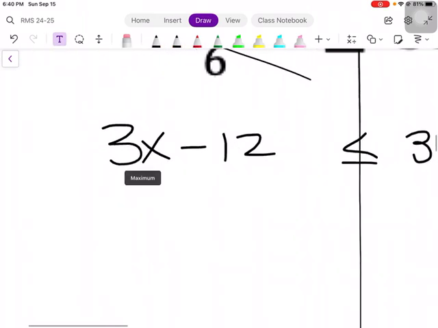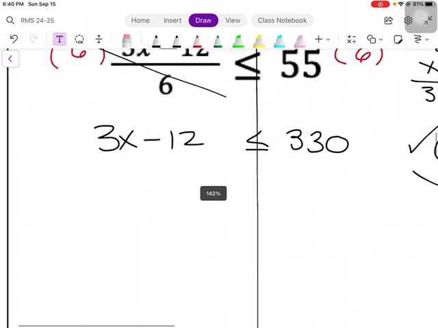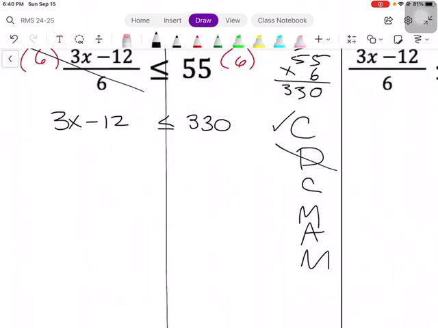Nothing we can do there. On the left side, 3x and negative 12 cannot be put together. One of them has a variable and one does not, so skip. Next, we're on to the m step. That only works if you have x on both sides. We do not, so we're going to skip.